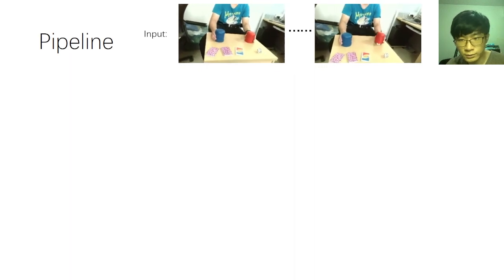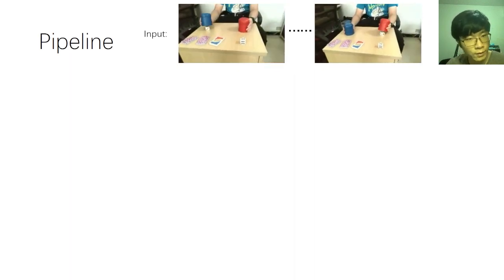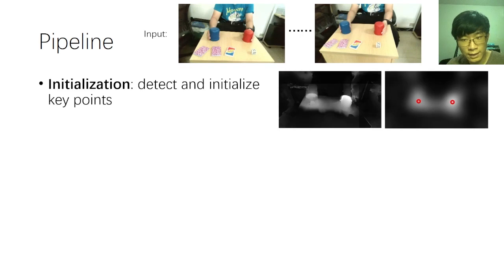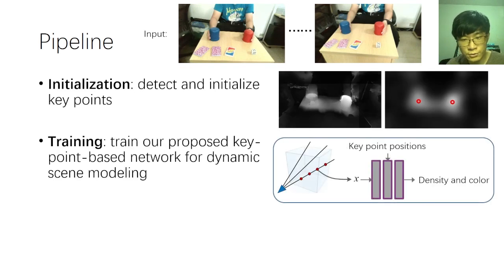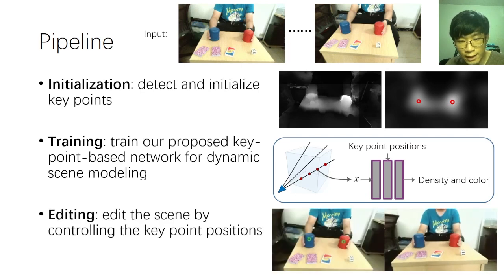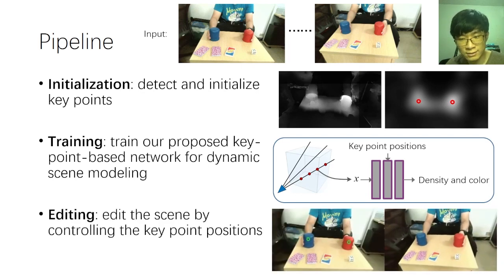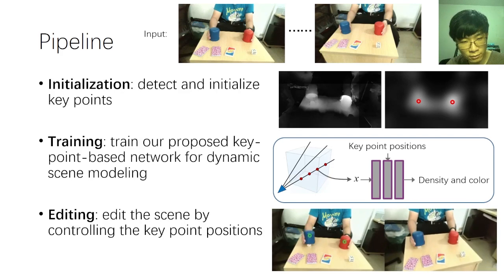For an input sequence of a scene containing two moving cups, first we detect and initialize a key point for each cup. Then we train our key point-based network to model the dynamic scene. This network takes a query point X as input and outputs its density and color. And key point positions will also be inputted into the network. And after training, we can edit the scene by controlling the key point positions.